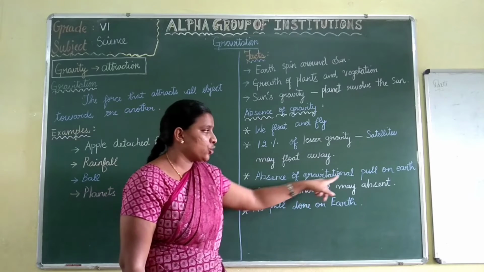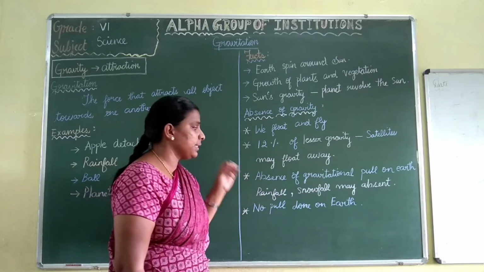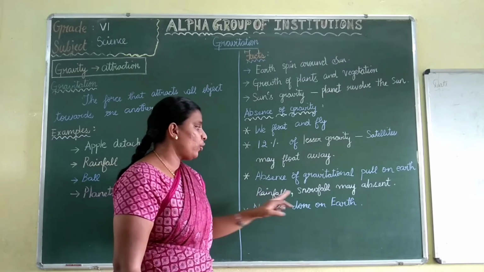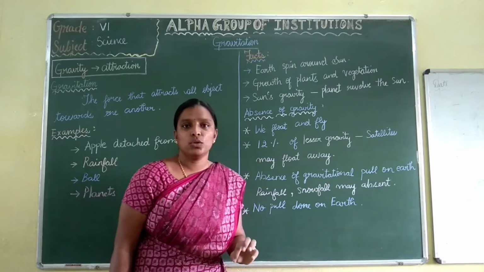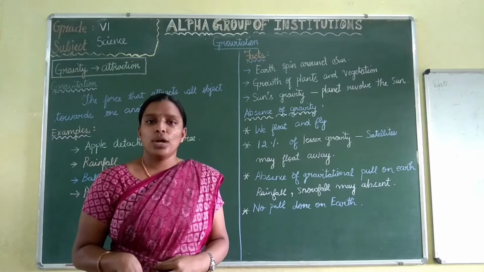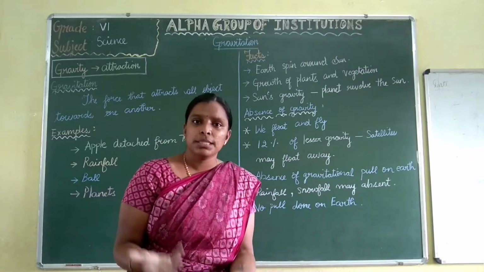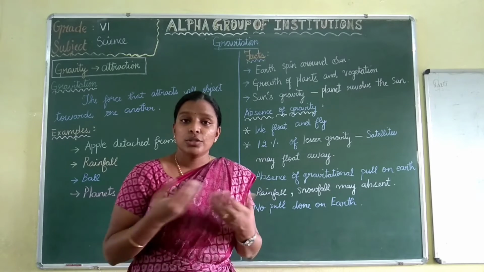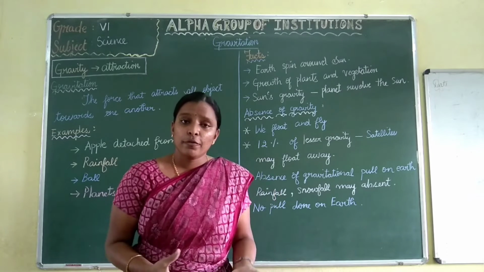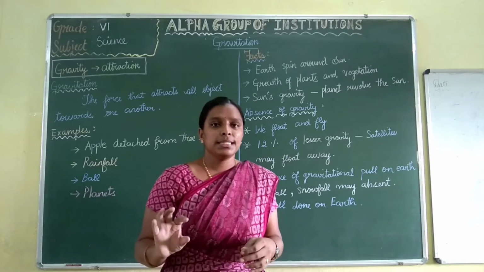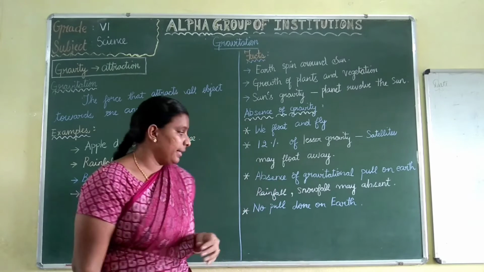Absence of gravitational pull on earth. If the gravitational pull is absent, rainfall and snowfall may be absent. If gravitation, the attraction, is less, how will the rain fall down, how will the snow fall down, how will the waterfall fall? It is absent, no? Because of that, gravitational pull is needed.